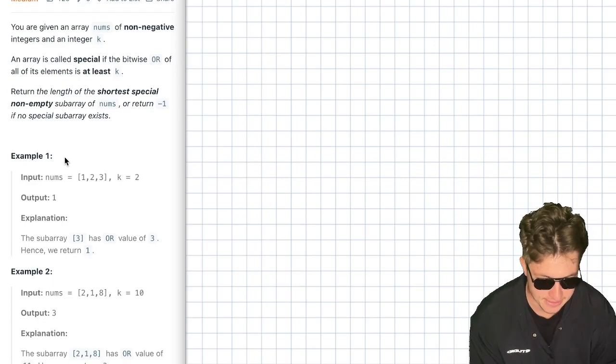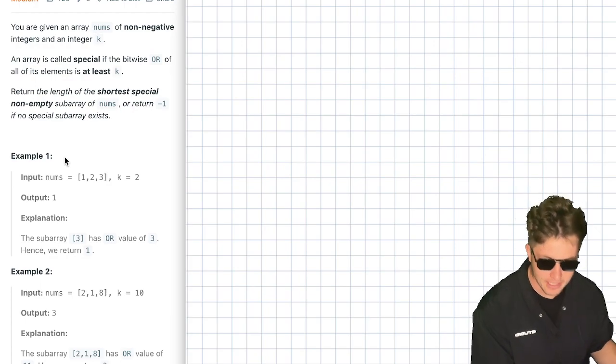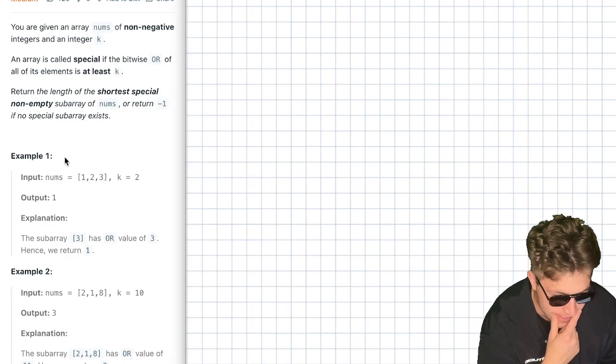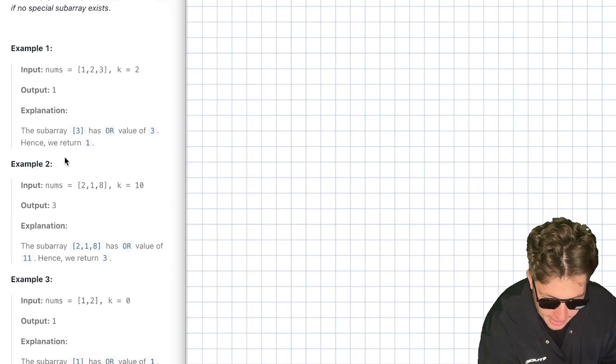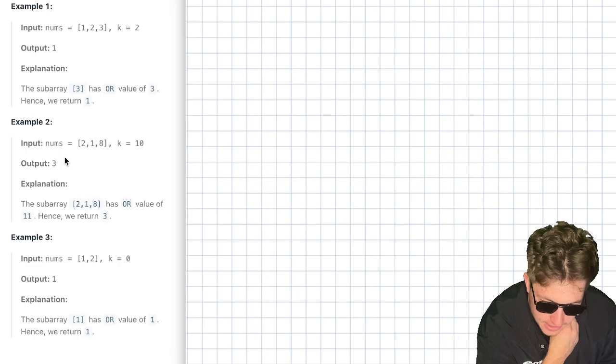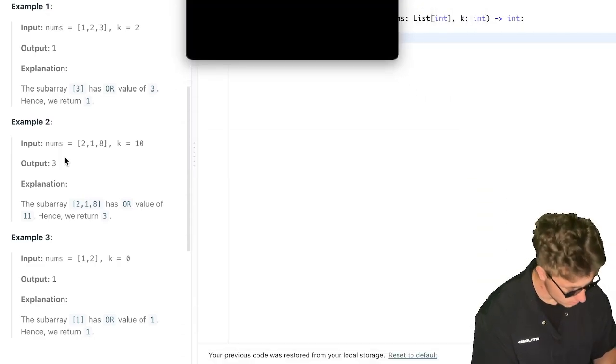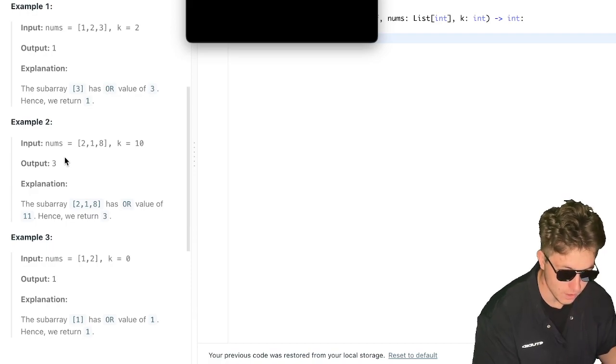Let's go ahead and look at this example, and with this example, we'll explain how the OR operation works. Okay, now I'm looking at example one and example two here. It actually kind of seems like example two is better. So let's go ahead and do example two.